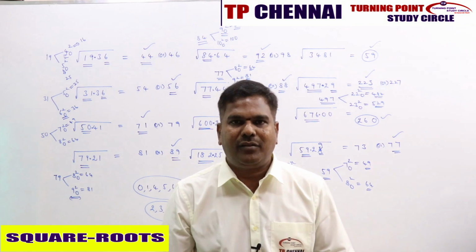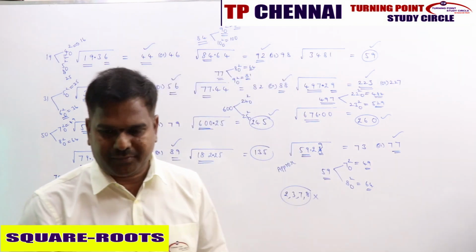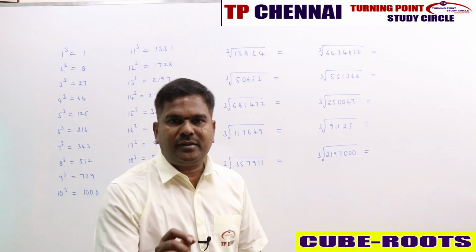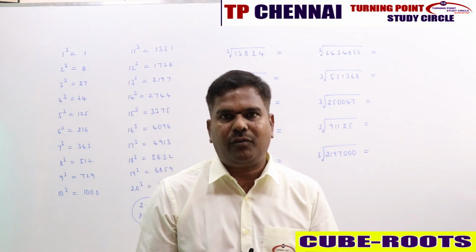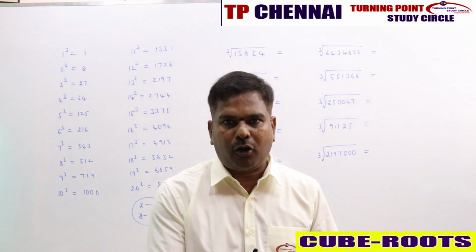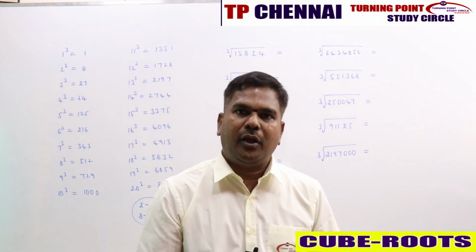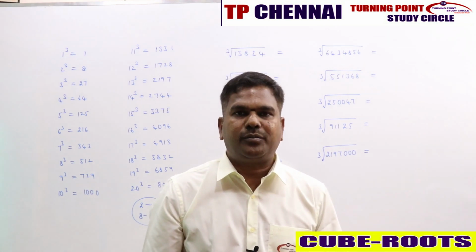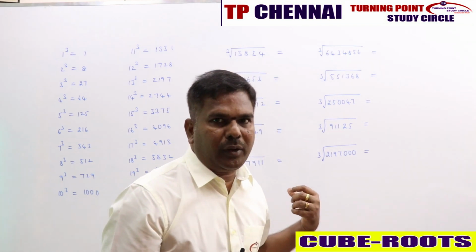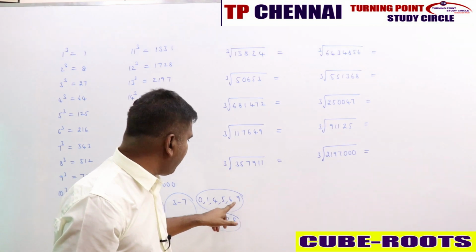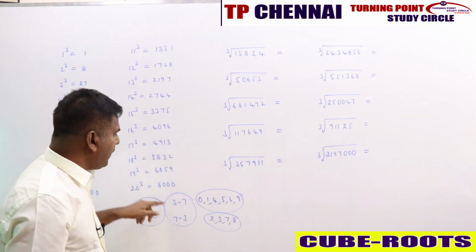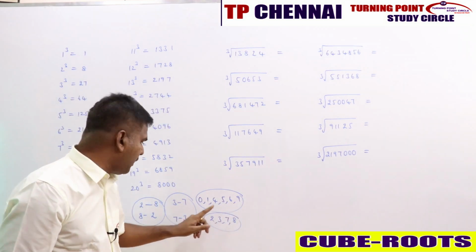Okay, now we will go ahead with the cube roots. Previously we learnt square roots, how easily we solve those problems. Now we will go ahead with cube roots, and while learning cubes I told you to remember the values. Whenever numbers are ending with 0, 1, 4, 5, 6, 9, cube roots also will be ending with 0, 1, 4, 5, 6, 9 only.